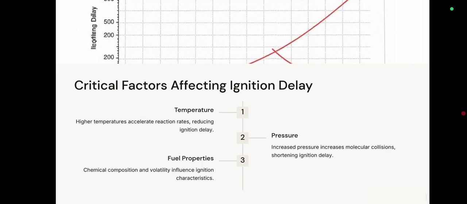Pressure, increased pressure increases molecular collisions, shortening ignition delay. Fuel properties, chemical composition and volatility influence ignition characteristics.